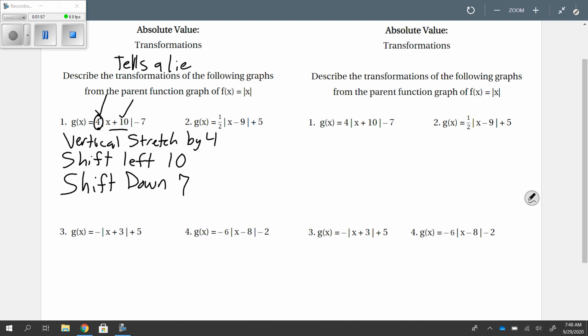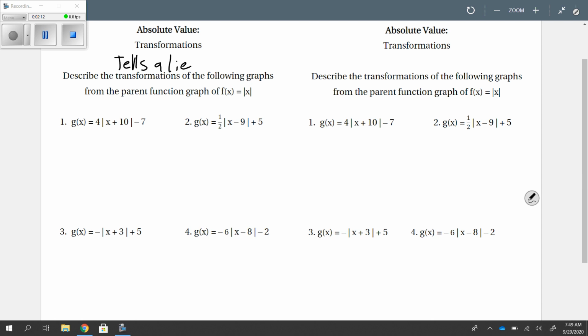That's it. We had our 4 on the outside, vertical stretch by 4. 10 on the inside of the parentheses, so it tells a lie. Shift left 10. And then the last thing, shift down 7. All right, let's move on.